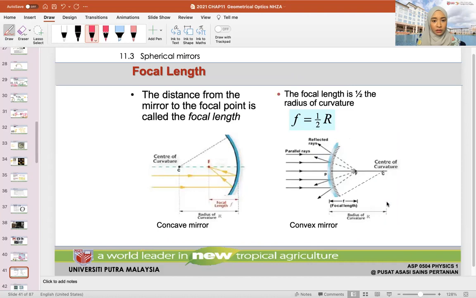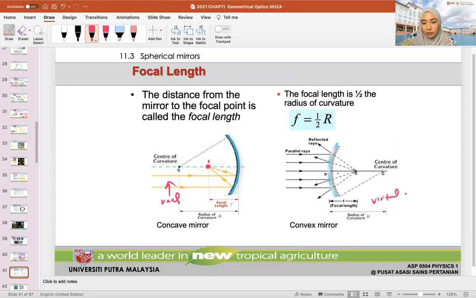Okay, moving on. So the distance from the mirror to the focal point is called focal length. We already discussed this. The focal length is half the radius of curvature. And for concave mirror, the focal point is in front of the mirror. So this is real. This is where the light goes through and is reflected. It is at the same place as the light. Therefore, it is real. But if your focal point and your center of curvature is not at a place where light can pass through, it is called virtual.